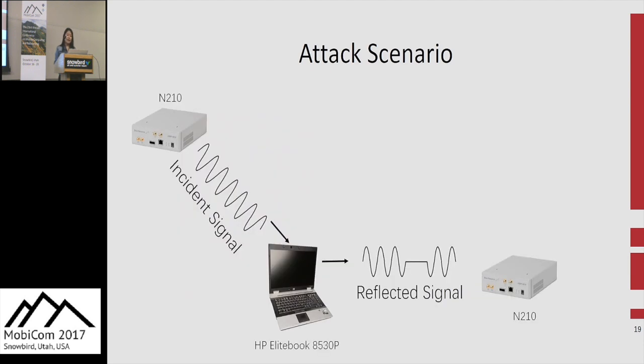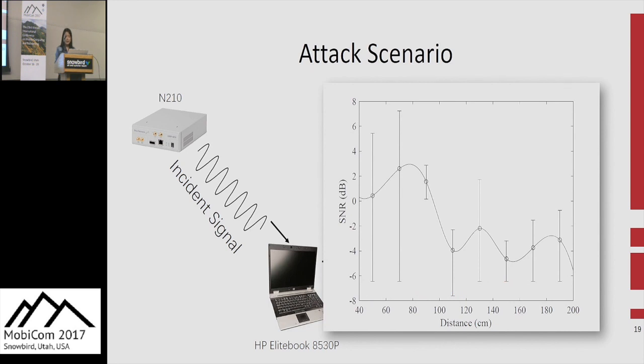In our first attack scenario, we use a USRP as the signal helper and another USRP as the attacker to decode the refracted signal. We use a laptop as the victim. The laptop has the Intel 5300 model.